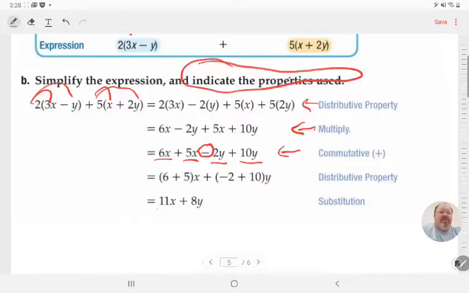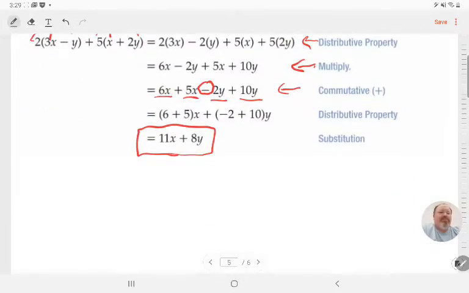Now, 6 plus 5 is 11, plus negative 2 plus 10 is 8, so this ends up being my final answer, okay?